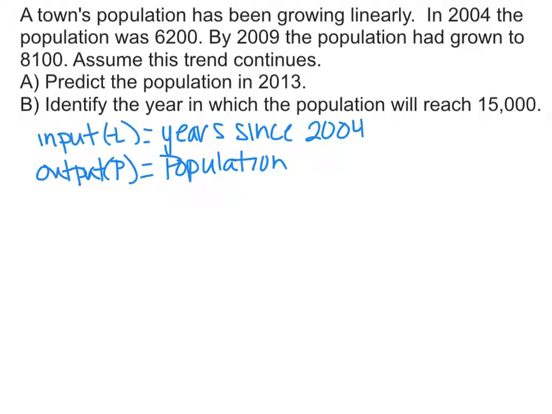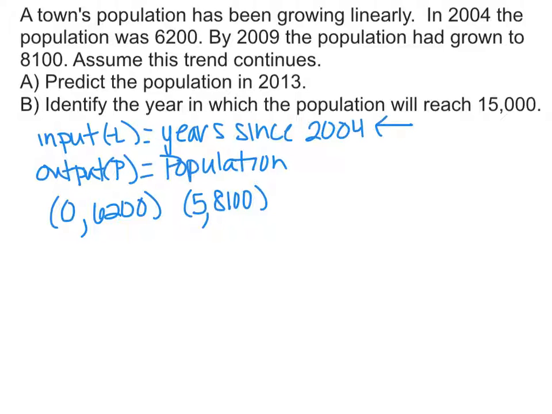So what we have here is we're going to make points so we can make a slope. I'm going to let 0 represent 2004. And in 2004, the population was 6,200. Well, in 2009, which means 5 years later, the population was 8,100.